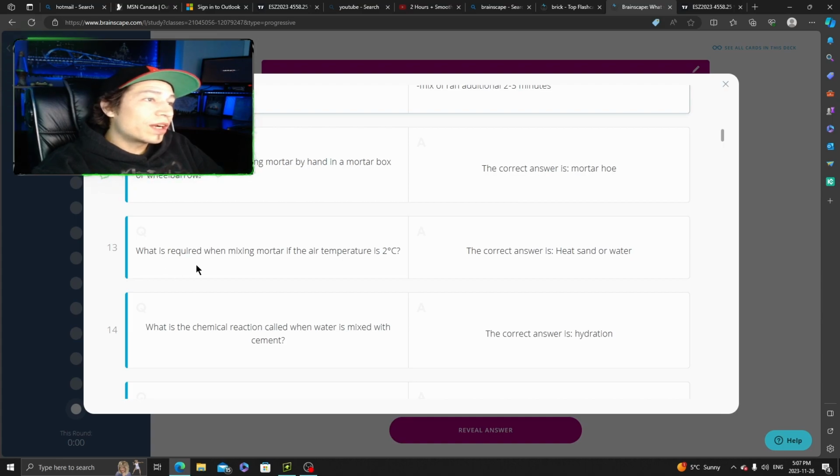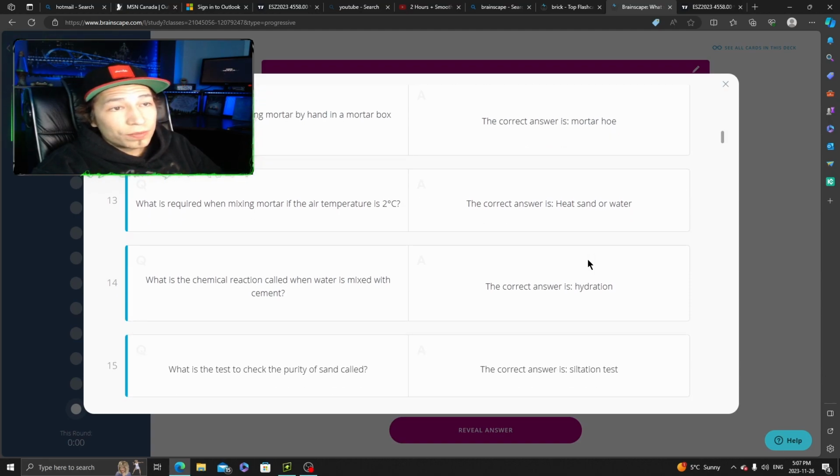What is required when mixing mortar if the air temperature is 2 degrees Celsius? Heat, sand, or water?